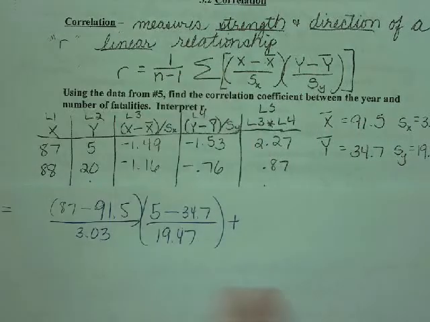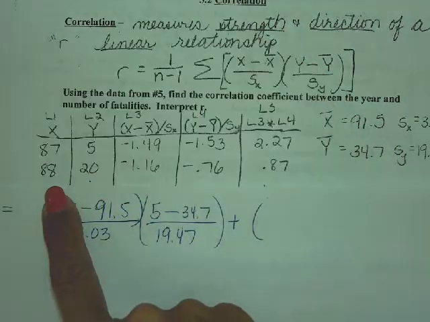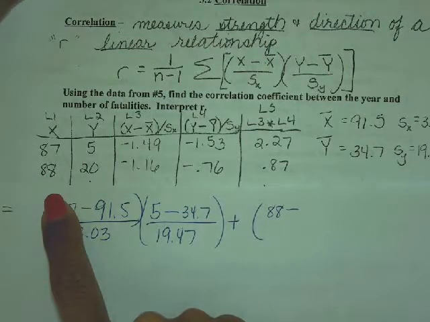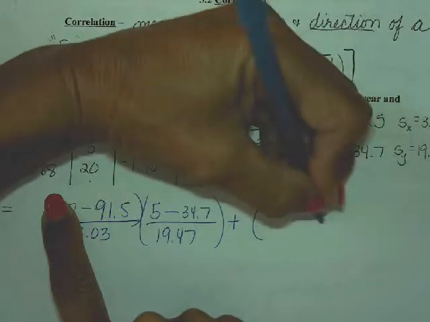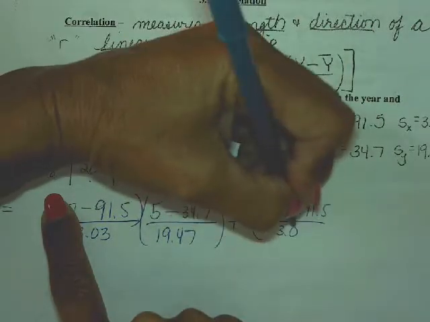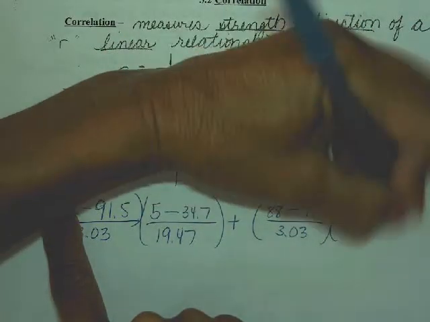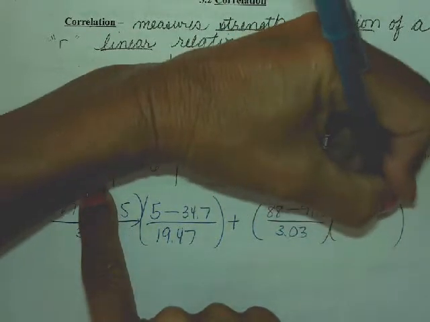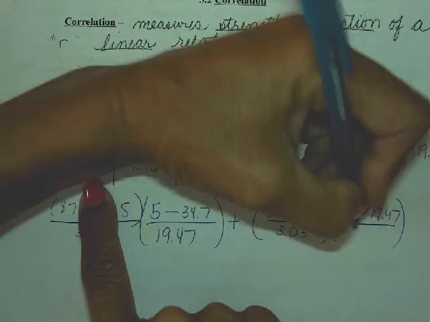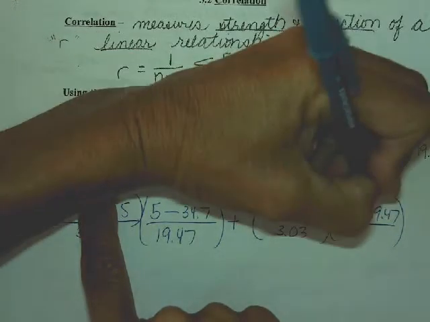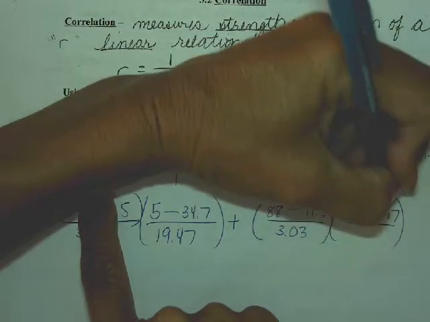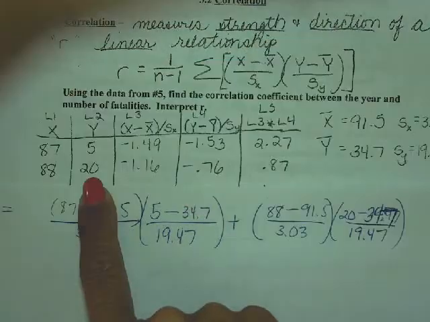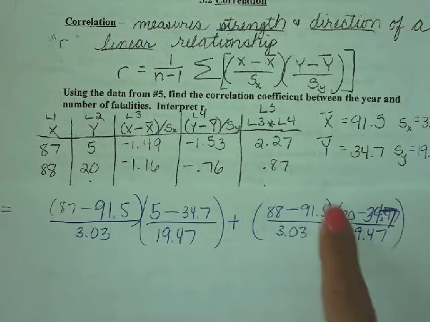Now I would actually continue to do this with all my points. I'll put a second one down here. My second data point has the x-coordinate being 88, minus the mean, which is 91.5, and then divided by the standard deviation, which is approximately 3.03. And then the corresponding y component for that is 20, so 20 minus 19.47 divided by the standard deviation. Oops, I'm sorry, that should be 34.7. I looked at the wrong number. Divided by the standard deviation, which should be 19.47.